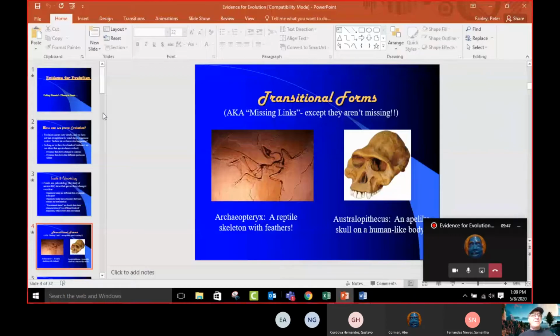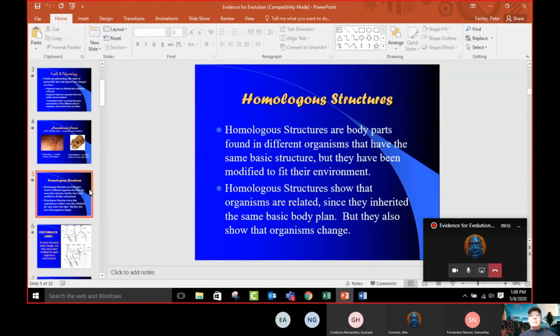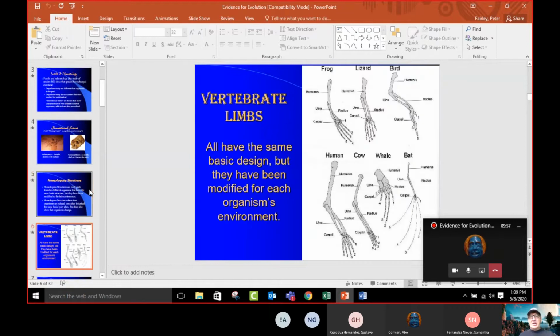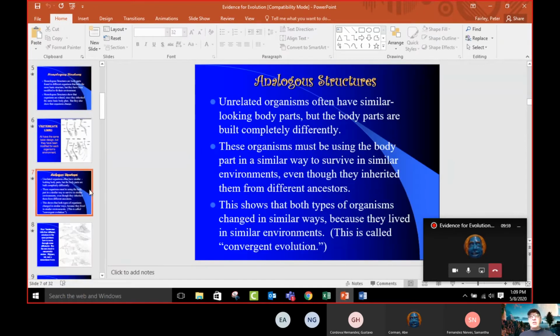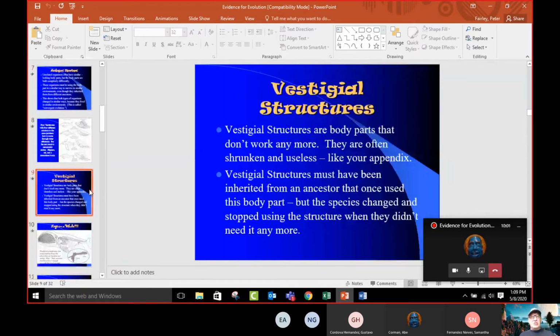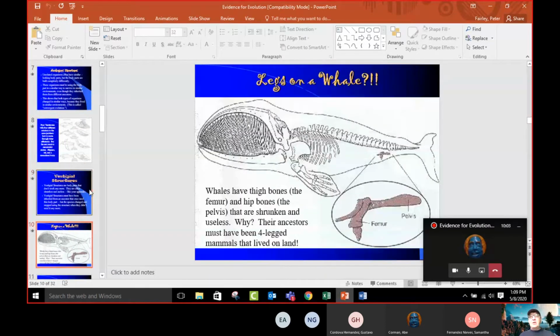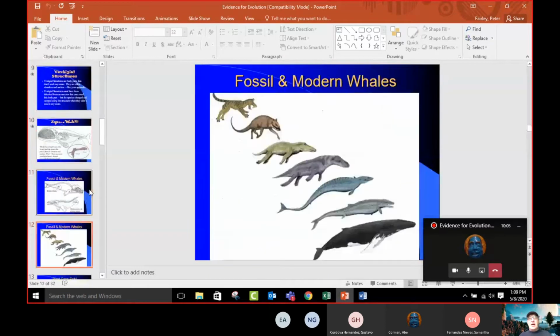So to pick up where we left off, the first category of evidence for evolution was fossils. And then the second category was all about body parts: the homologous structures, the analogous structures, the vestigial structures. So let's review those. Oh, I found this new image too, showing the potential appearance of the ancestors of whales.